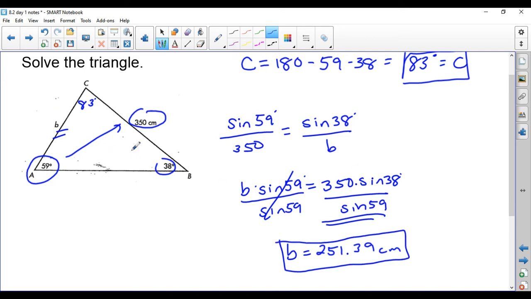So now we have 2 lengths. And if you remember from geometry, larger angles are opposite longer sides. 59 is opposite 350, so 38 opposite 251 is a reasonable answer.